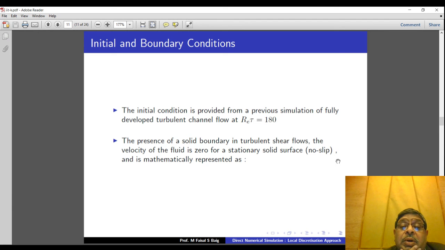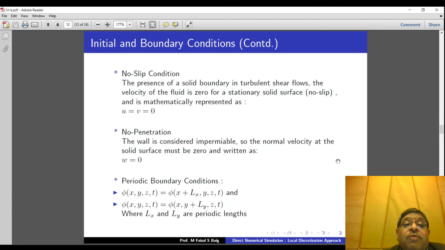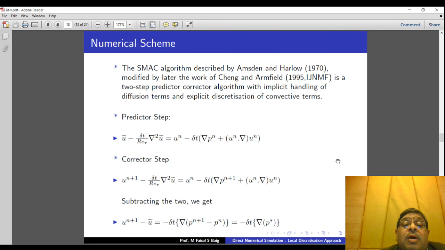So primarily the boundary conditions are for a stationary solid surface, and these are no slip, no penetration conditions with periodic boundary conditions in the streamwise and spanwise direction. The SMAC algorithm has been used in order to solve the governing equations, and it's a two-step predictor-corrector algorithm with implicit handling of the diffusion and explicit discretization of the convective terms.